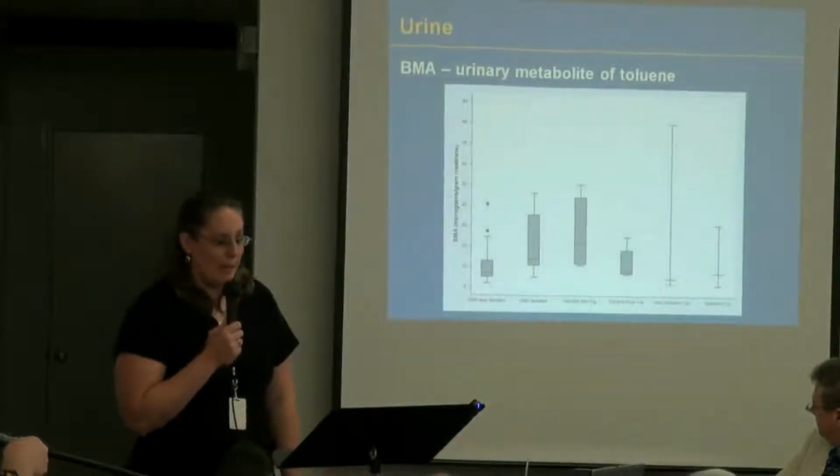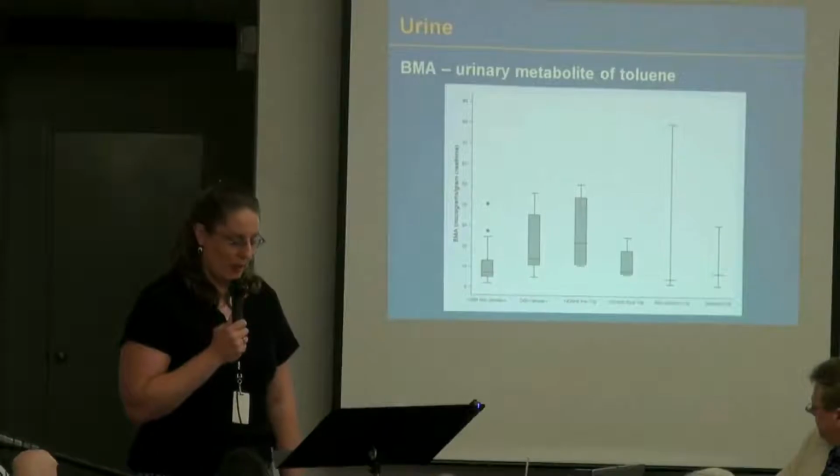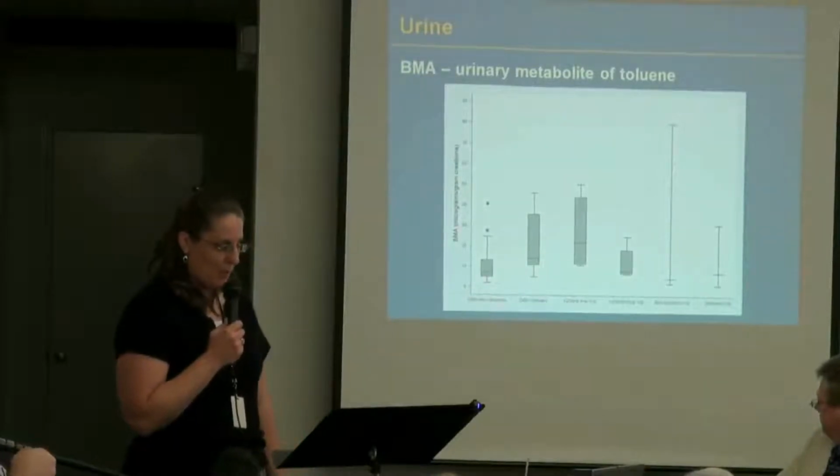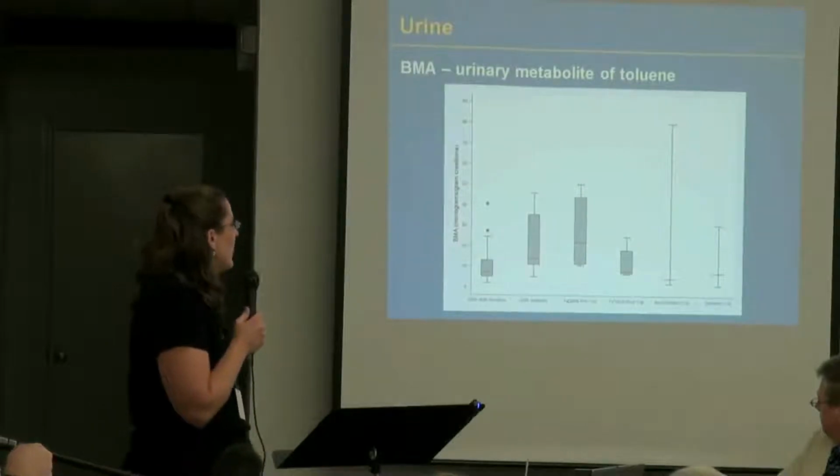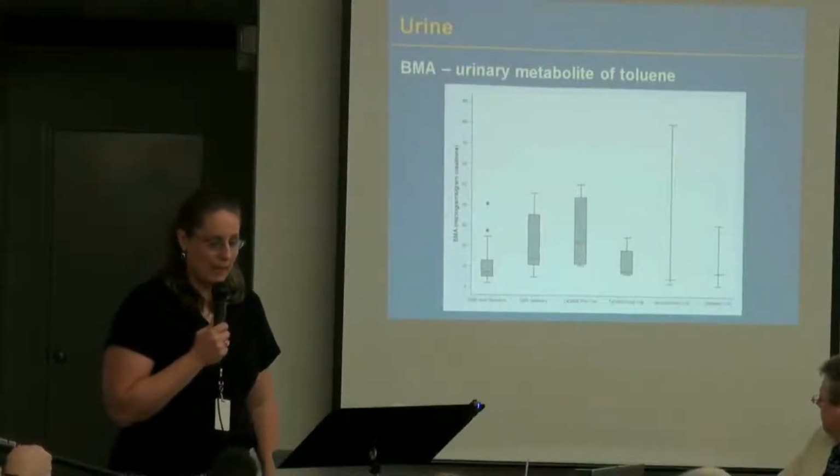This is the graph for BMA, which is a urinary metabolite of toluene. And again, the BMA results were similar to the levels measured in DSHS staff in Austin. And toluene is another component of tobacco smoke, so we expect to see higher levels in the smokers.